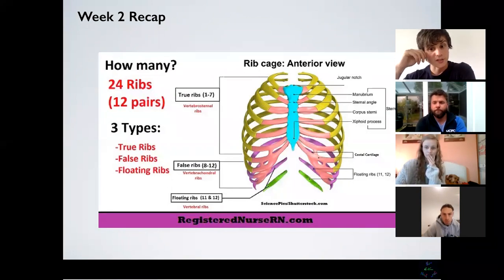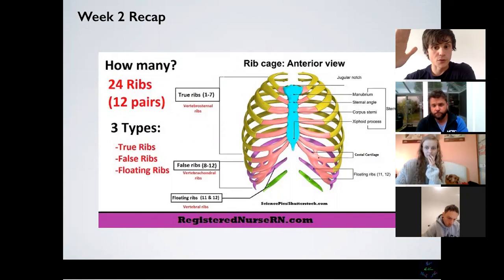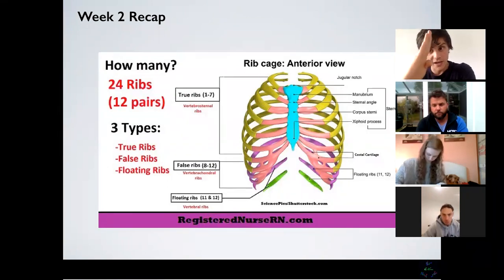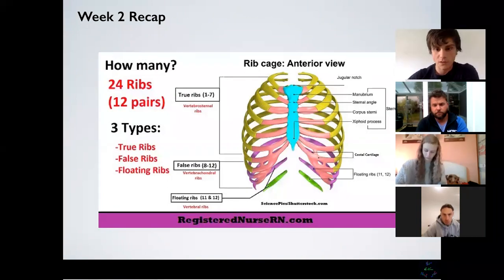However, it is something to know. If someone says the ISA, the infrasternal angle, that is what they're referring to. It's the point of the xiphoid process going down, and then it's that angle until you hit the false ribs. Okay.